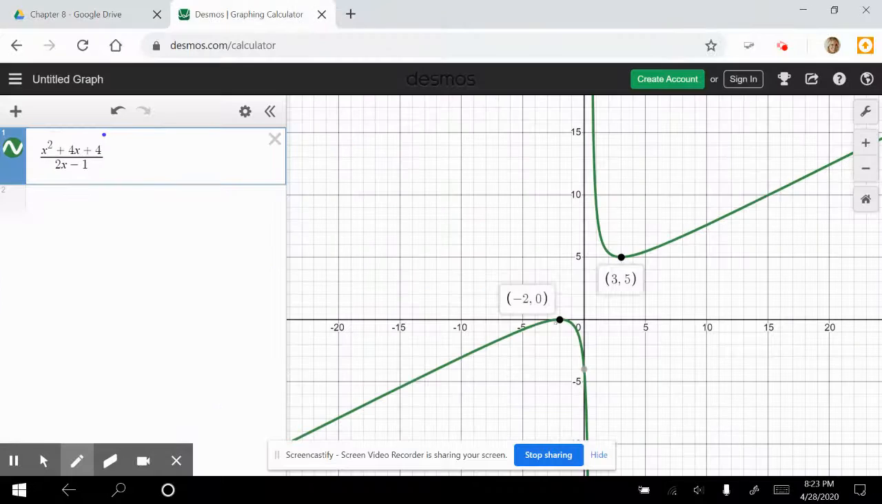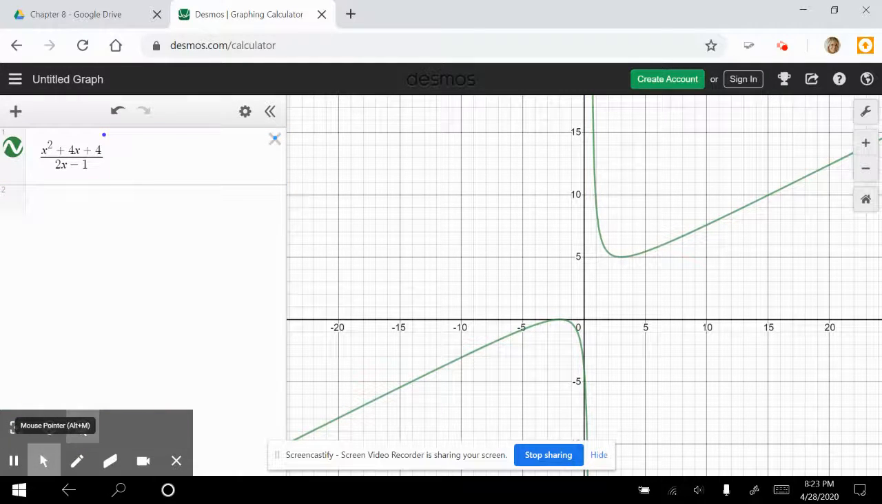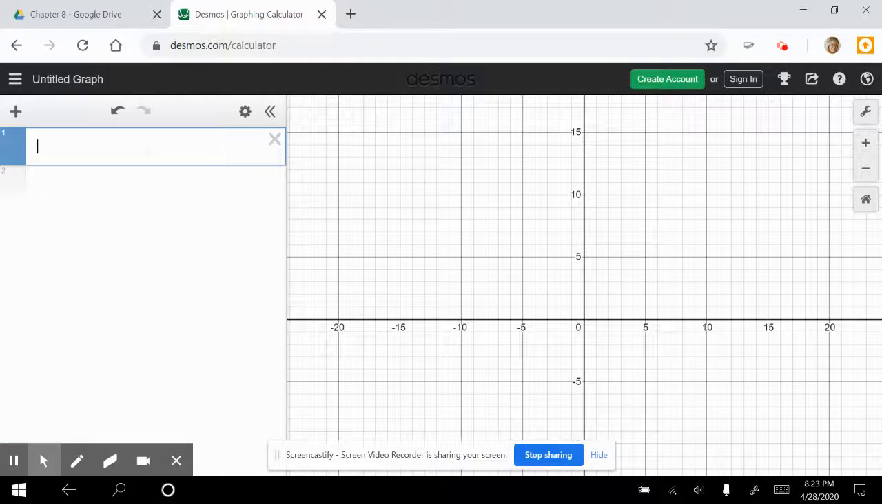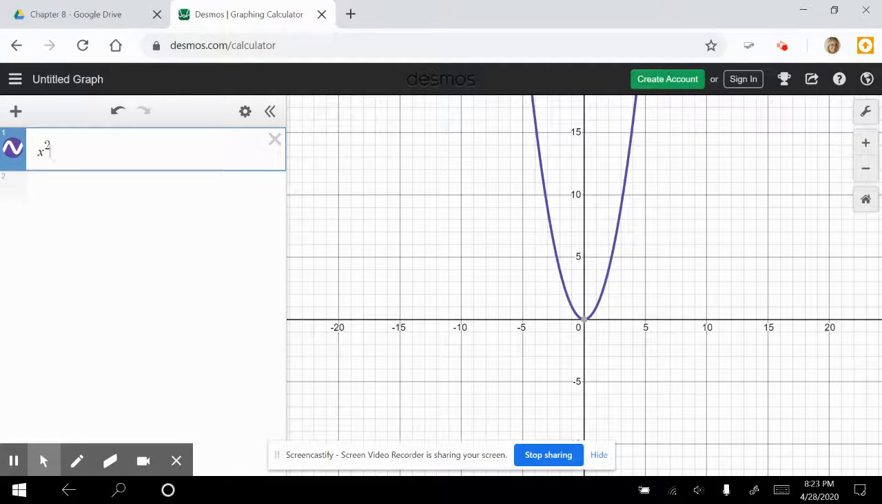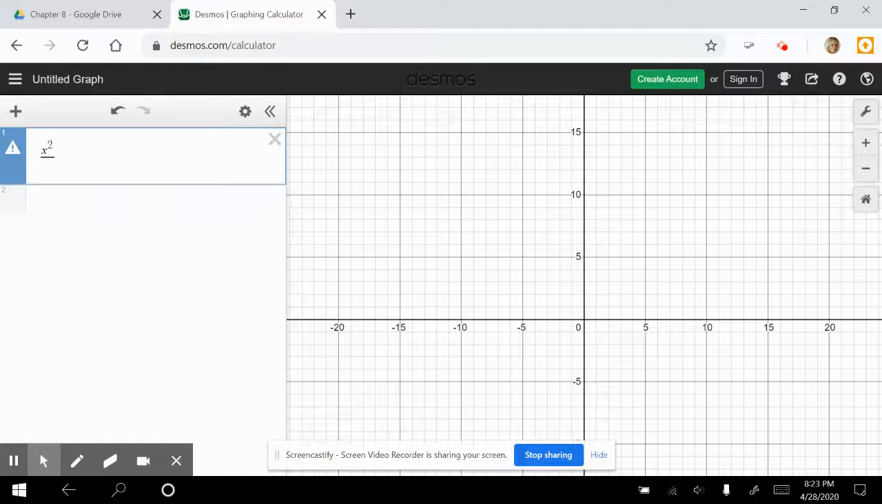Well, let's figure this out. Let's try another example and see if we can see a pattern or something that we notice. So it's going to be x squared divided by x minus 2.